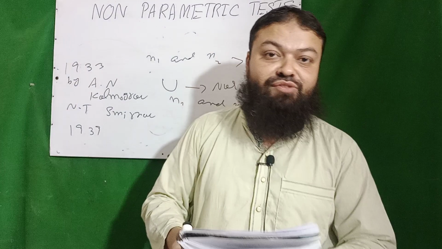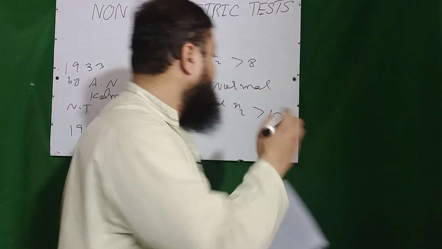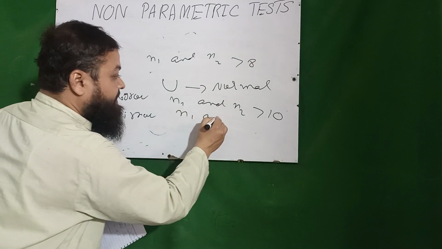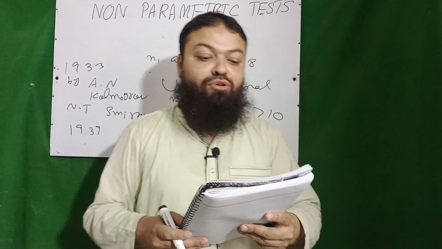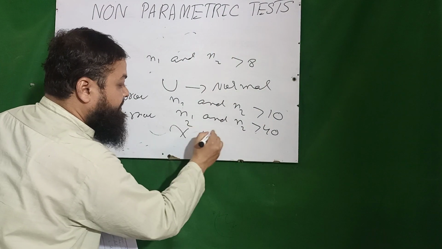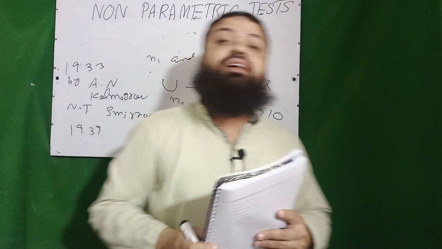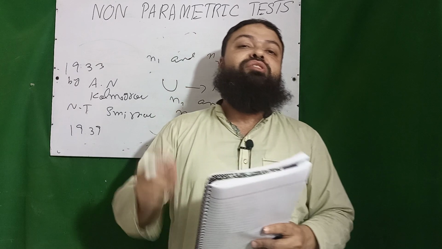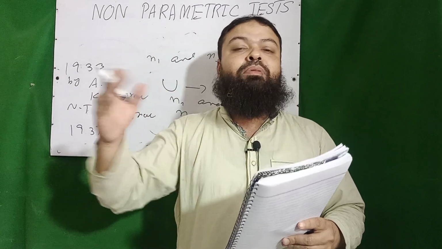Now the last question of today's lecture is, when n1 and n2 are greater than 40 in the Kolmogorov-Smirnov test, then the statistic approaches the chi-square distribution with 2 degrees of freedom. A very important concept.